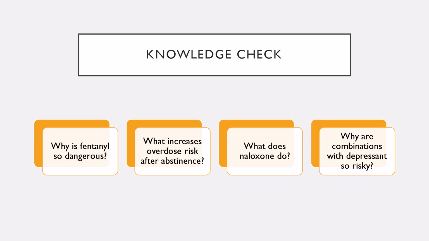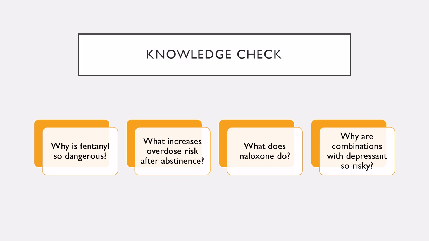So at this point, it's going to be important to pause and check your understanding of the critical concepts that you learned from this lesson. So start with fentanyl. Can you explain why it's so dangerous? Not just because it's potent, but because it's often hidden in other substances and difficult for the client to detect. That combination of strength and unpredictability is part of what makes it so deadly.